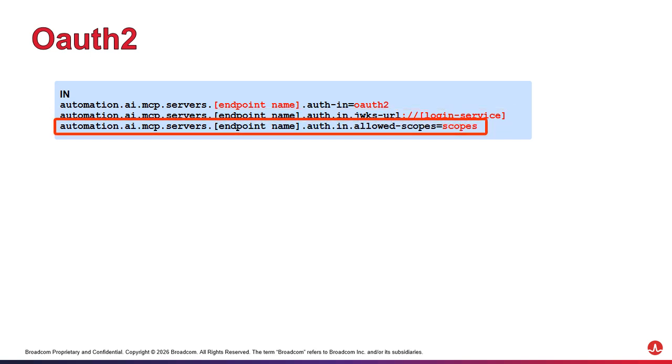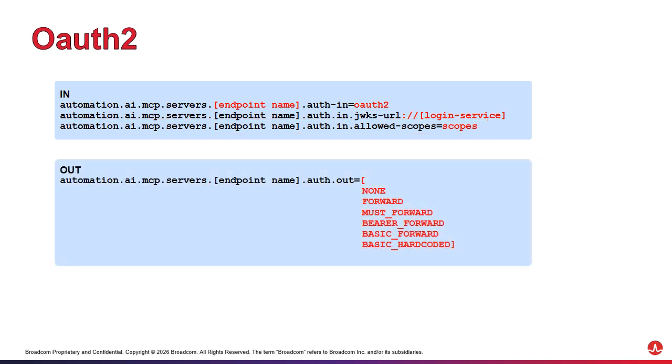Scopes defines the scopes needed by the client to connect to the MCP server. The authentication out settings manage authorization headers before forwarding the request to the remote REST API endpoint. There are several strategies such as forward, as is, require authentication before forwarding, forward the bearer token, and so forth.